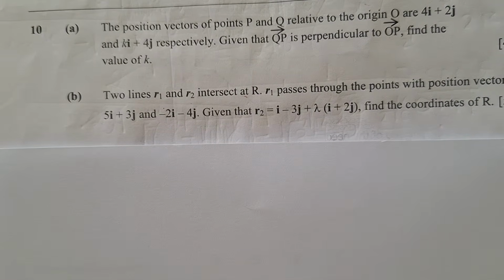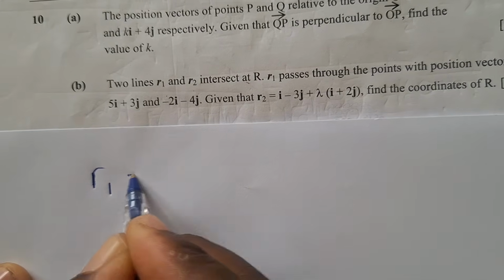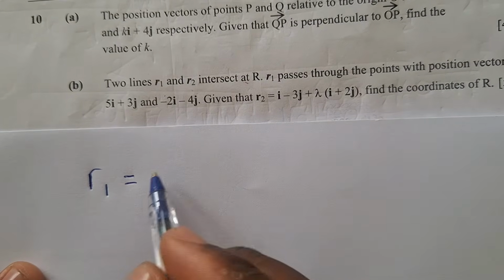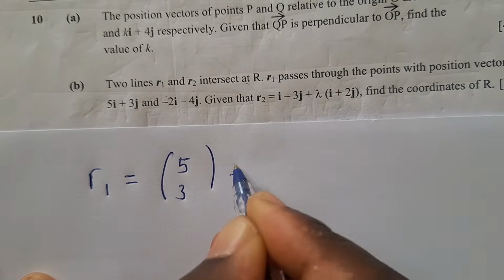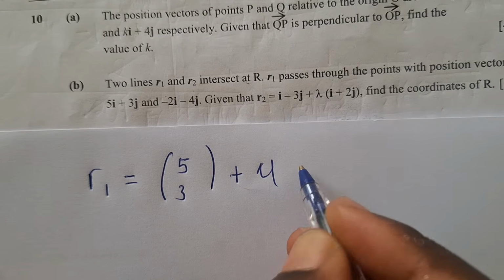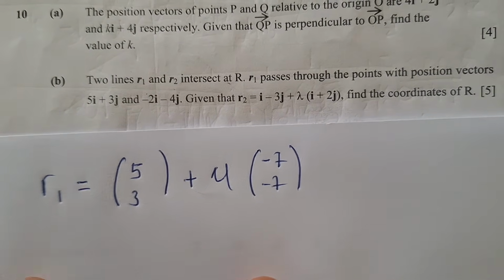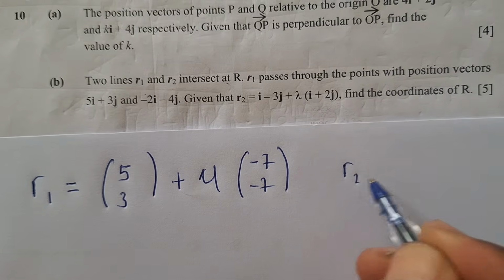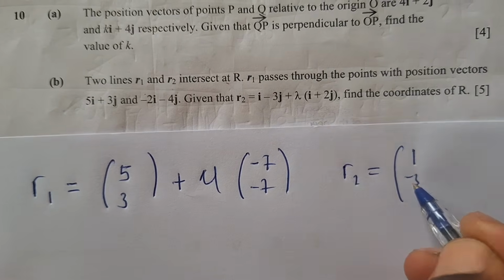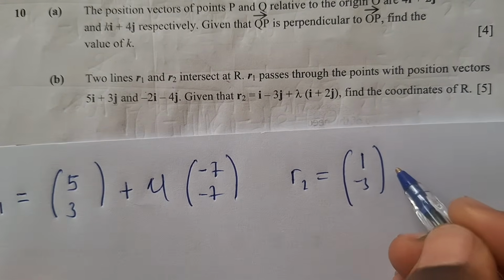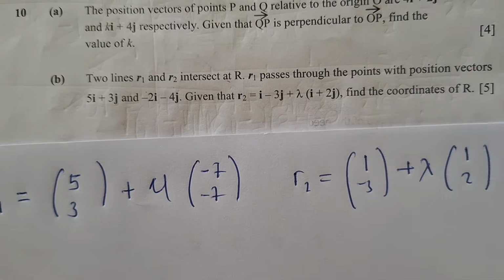So for this one to be answered, we're going to find R1. We have R2, but R1 we don't have. It will be 5, 3 plus any symbol, if you want, you can use mu, negative 7, negative 7. I'll explain how I found this. While our R2 we've been given, so the number which is here, it's 1, negative 3, okay? And then we say plus lambda, here it's a 1 and a 2 there. So you see?